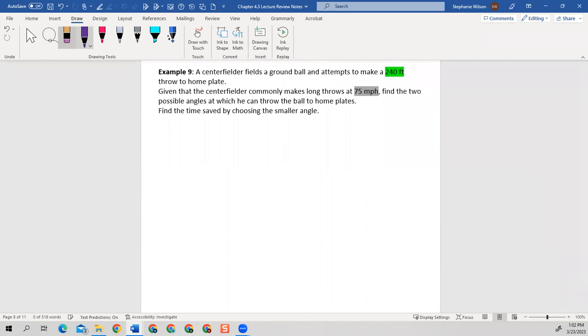Our next example says we have a center fielder who finds a ground ball and attempts to make a 240-foot throw to home plate. Given that the center fielder commonly makes long throws at 75 miles an hour, find the 2 possible angles at which he can throw the ball to home plate. Find the time saved by choosing the smaller angle. So we're going to find the 2 possible angles.